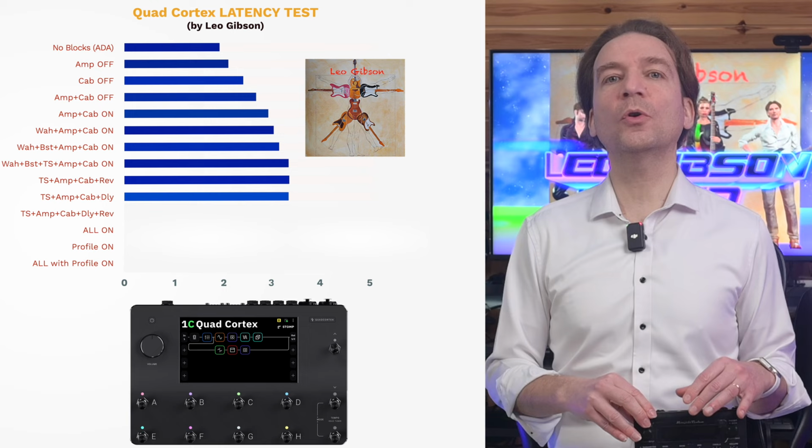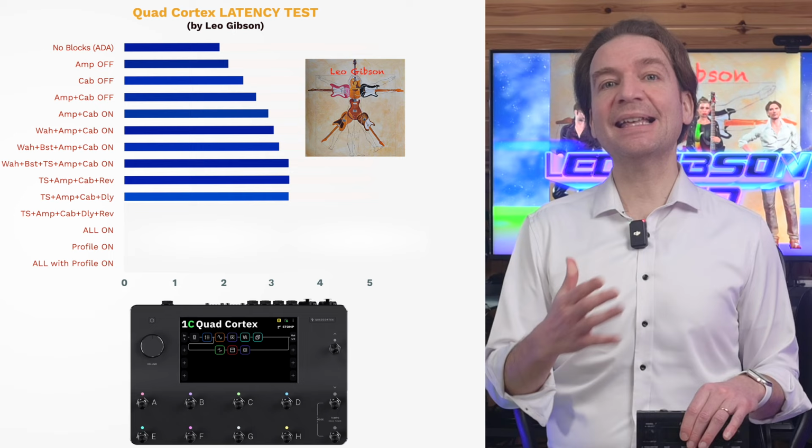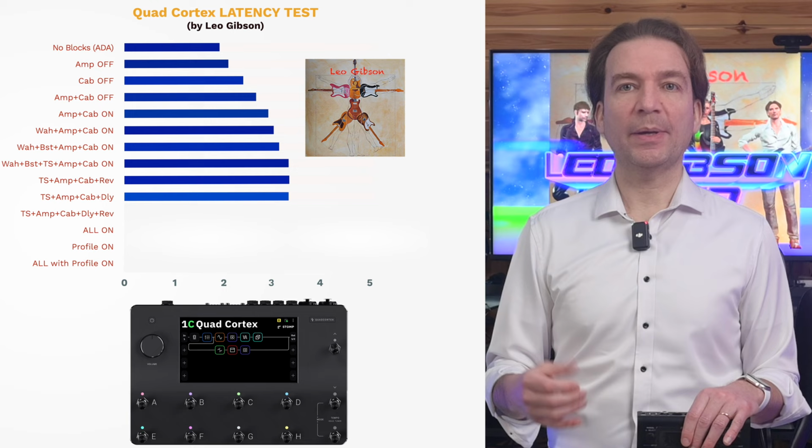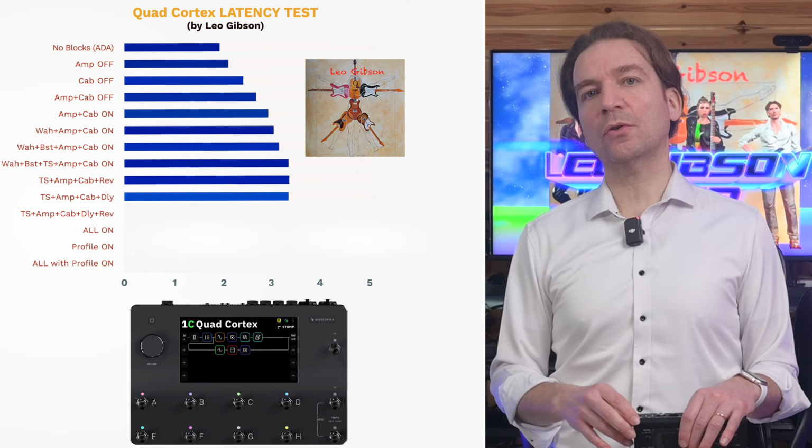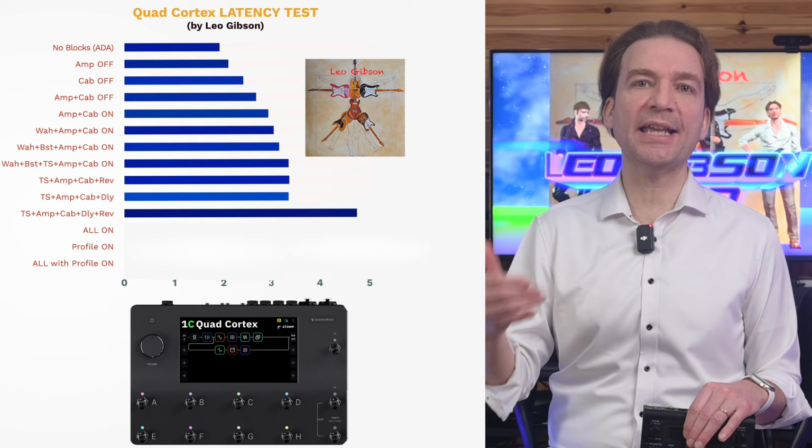But if we add both the delay and the reverb, thus having a signal chain with a tube screamer, an amp, a cab, a delay and a reverb, we reach 4.8 milliseconds. With everything on, so wah, booster, tube screamer, amp, cab, delay and reverb, we reach around 5 milliseconds.